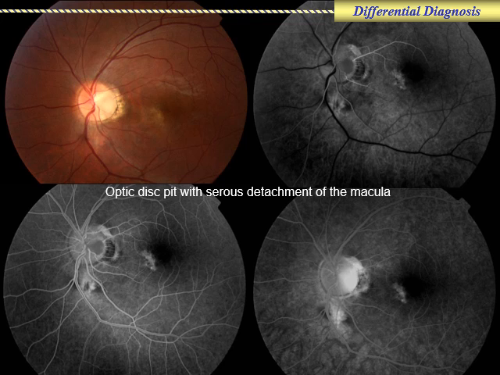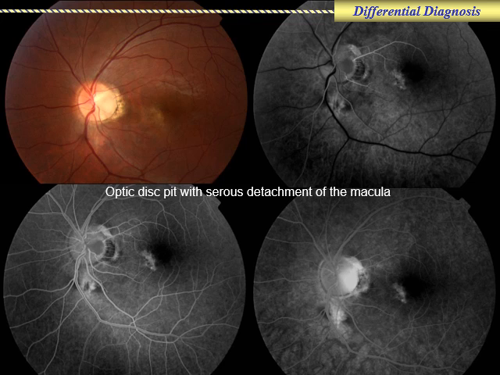Differential diagnosis. The following diseases are very important to be considered when examining a case of serous detachment of the macula because of the similarity of the clinical picture and the complete difference in the treatment. First, serous detachment associated with optic disc pit. Both central serous chorioretinopathy and serous detachment of the macula associated with optic disc pit present in the same age group, but they have completely different lines of treatment.